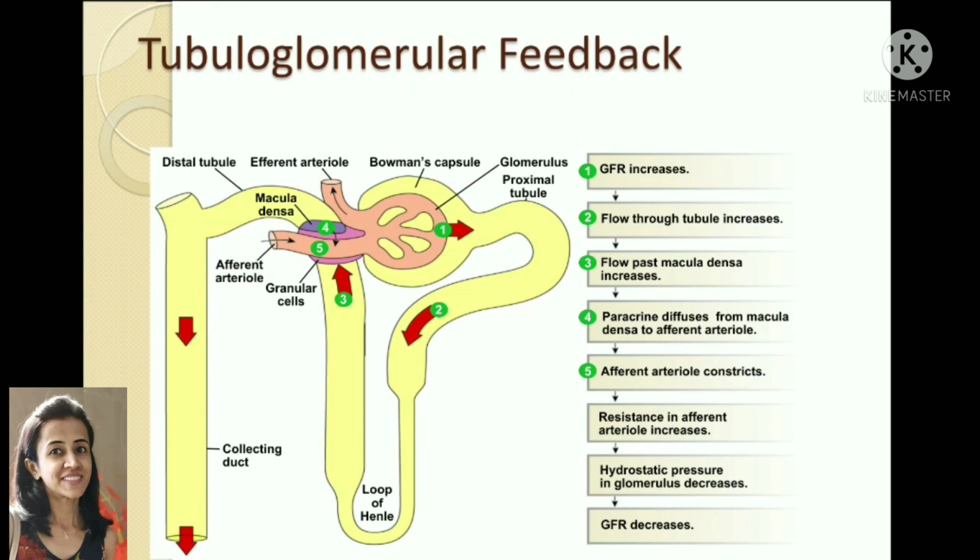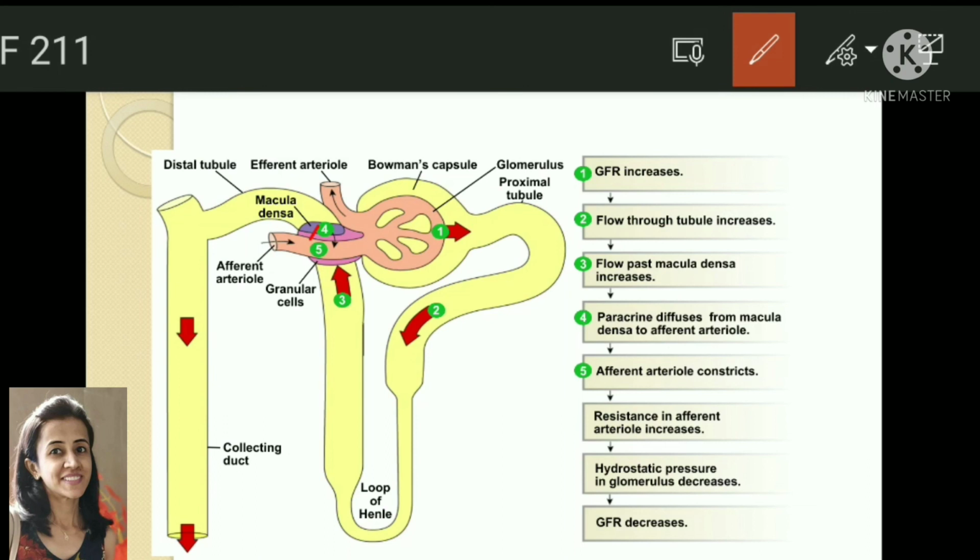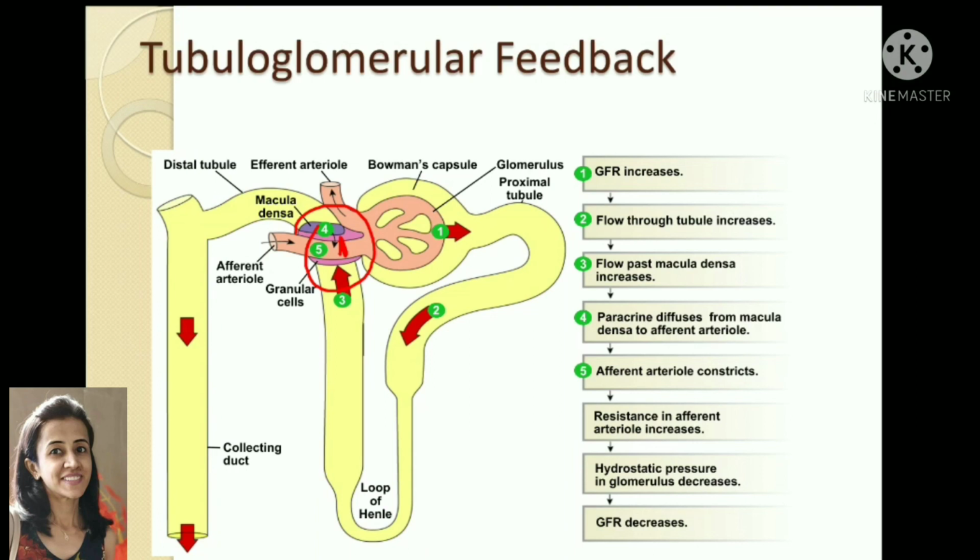You can see here in this diagram, macula densa cells release calcium, and because of that, there is constriction of afferent arterioles.